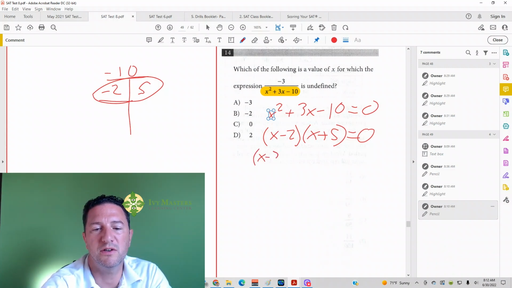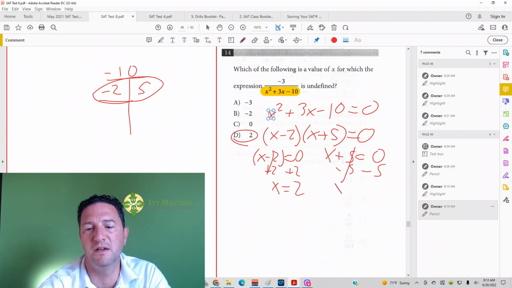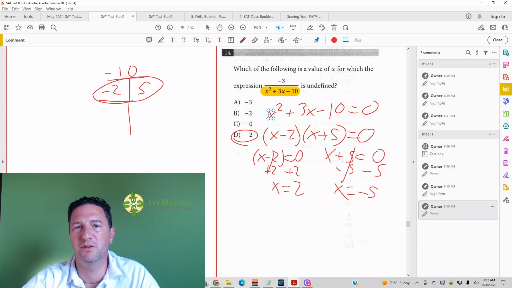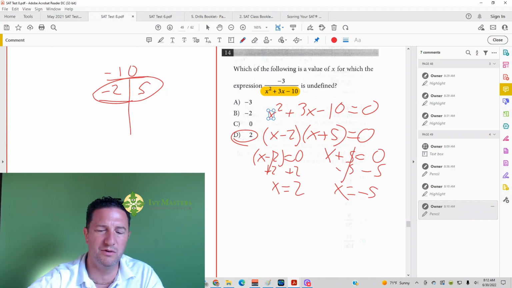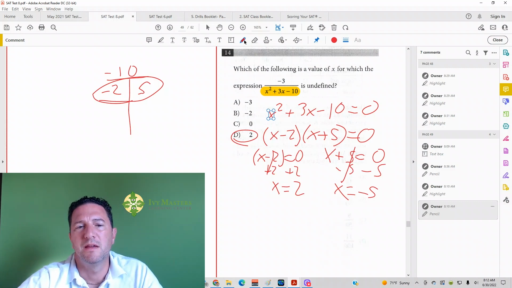So now we set x minus 2 equal to 0, and we set x plus 5 equal to 0. Then when we add 2 to both sides and subtract 5 from both sides, we get x equals 2, which is there, it's D. And we get x equals negative 5, which is not there, because I'm not going to put two correct answers there, because then what do you know? All right.